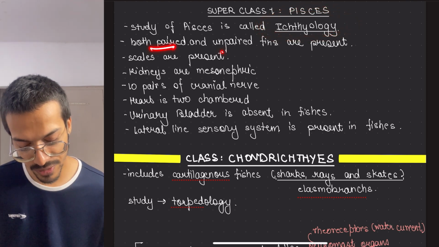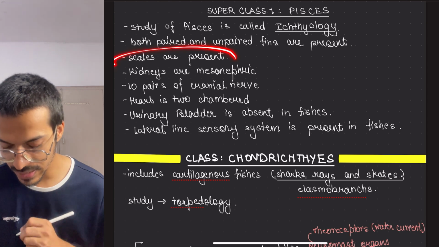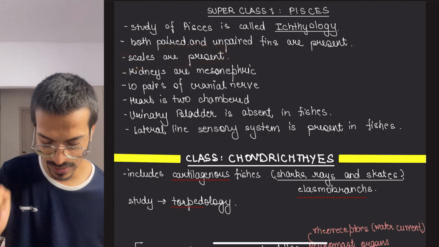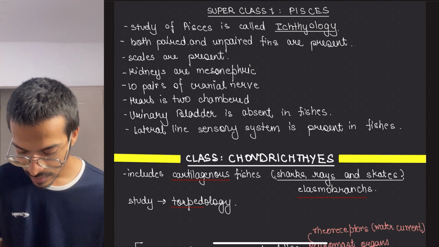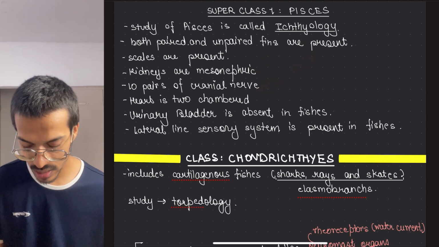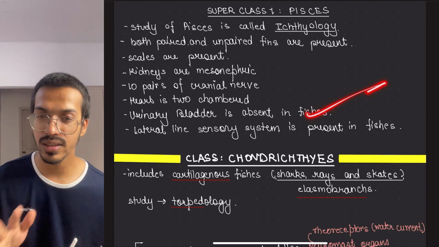Both paired and unpaired fins are present. Earlier, paired fins were not present. Then scales are present on their body. Earlier the scales were not present on their body. The kidney is mesonephric, means it is more advanced. Okay. Then 10 pairs of cranial nerves are there. Then the heart is only 2 chambered. Then the urinary bladder is absent in the fishes.